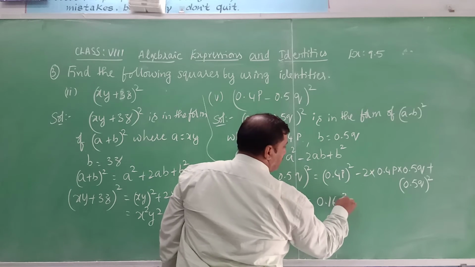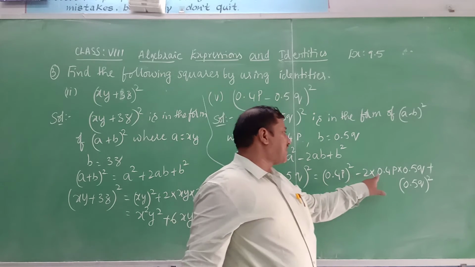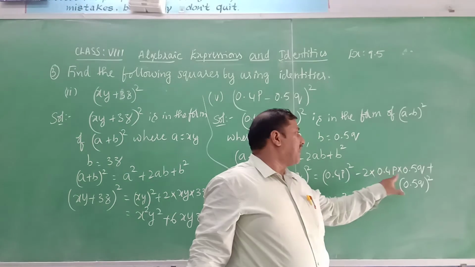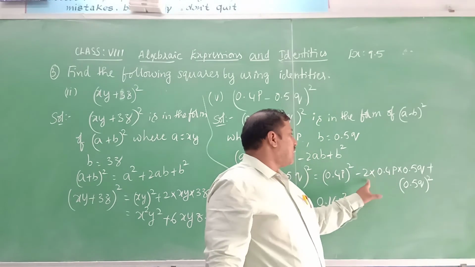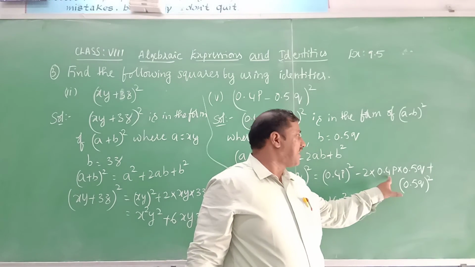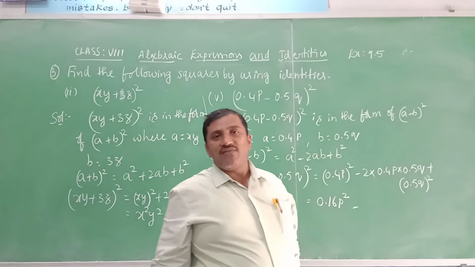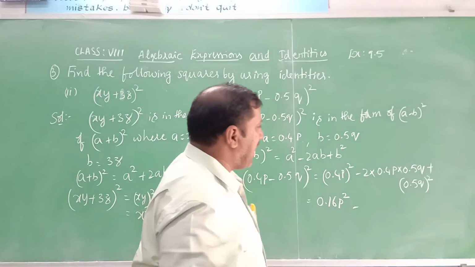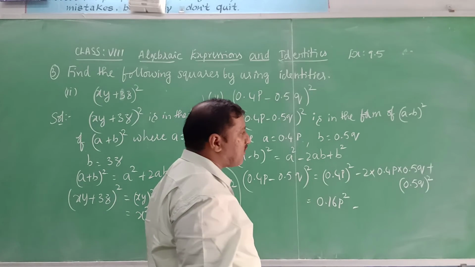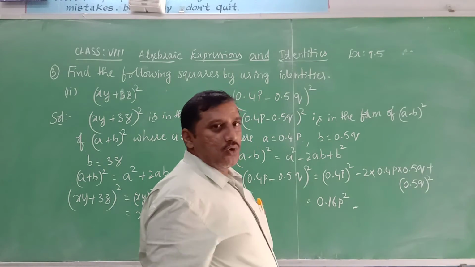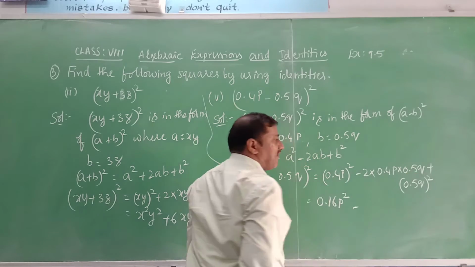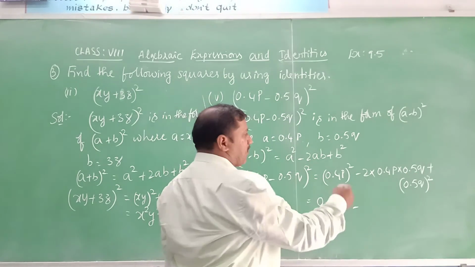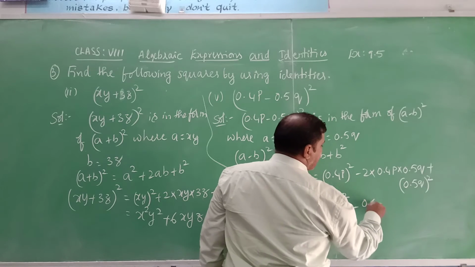0.16 p square. Now minus into plus minus. Minus into plus is minus. Now multiply 2 into 4. 2 4s are 8. 8 into 5. 8 5s are 40. And keep the decimal point after 2 digits. We need to keep the decimal point. So what we get is 0.4. See, 2 into 0.5 is 1. 1 into 0.4 is 0.4 itself.